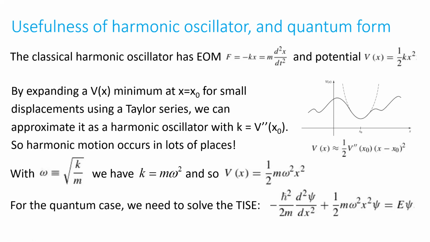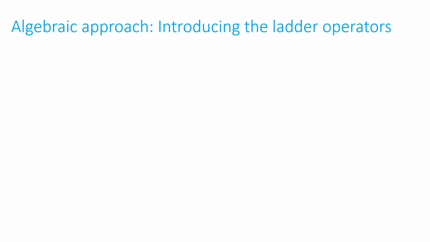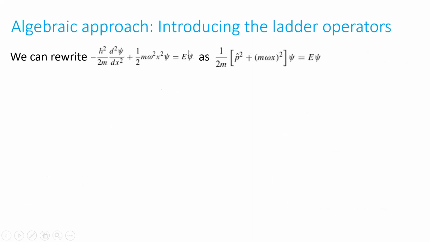Okay, so how are we going to solve this equation? Well, we're going to use an algebraic approach first, and it's going to use something called ladder operators. Okay, so let's see how this works. We can rewrite the Schrödinger equation for the harmonic oscillator in this form: 1 over 2m times the momentum operator squared plus (m omega x) squared psi is equal to E psi.